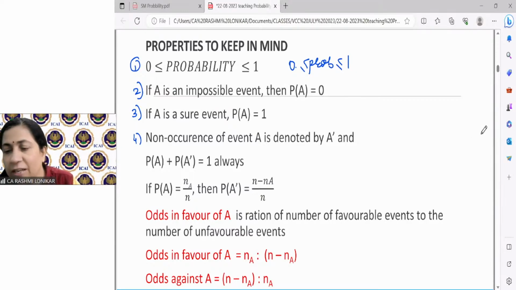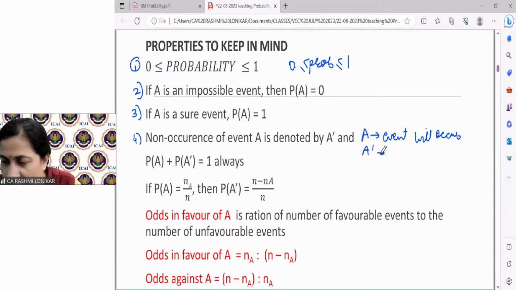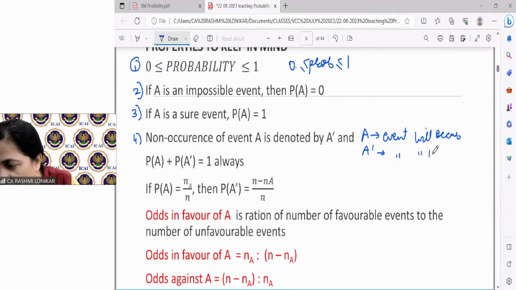Non-occurrence of event A is denoted by A dash. Remember what we did in sets. A is that the event will occur, and A dash will be that the event will not occur.